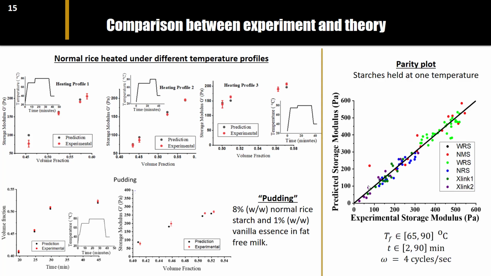But what's more important is this parity plot. We performed experiments heating different types of starches at different heating temperatures and heating times, and each point here represents a different experiment. The y-axis is the predicted storage modulus for each experiment and the x-axis is the experimental storage modulus, and we see that we get very good agreement between the predicted and experimental modulus for all the different experiments we've done so far.